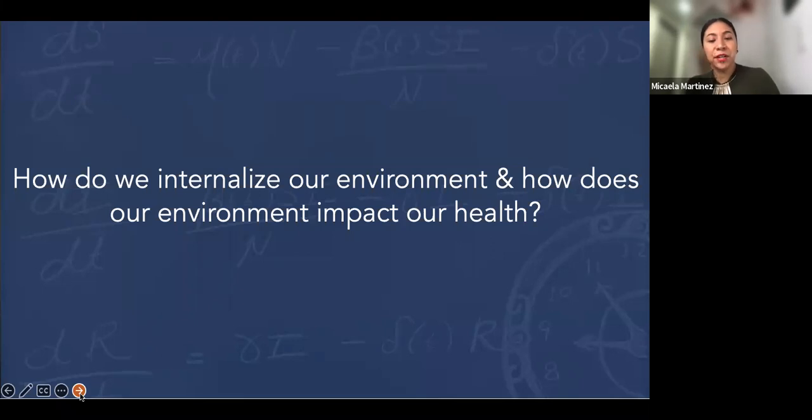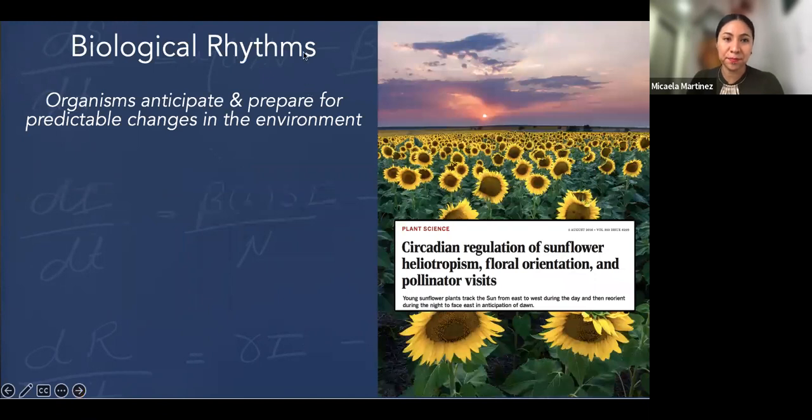As I mentioned earlier, one of the things that my lab works on is, well, how do we internalize our environment and how does this impact our health? I gave you some examples of organisms, with the seal and the hare, of how they time their biology to the environment, but how do humans do this?